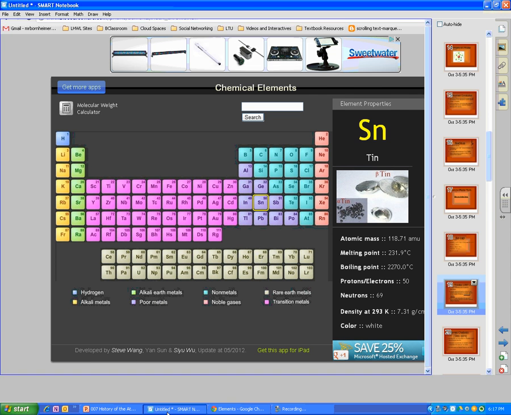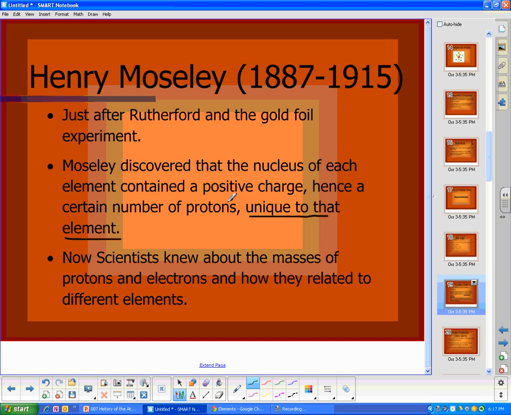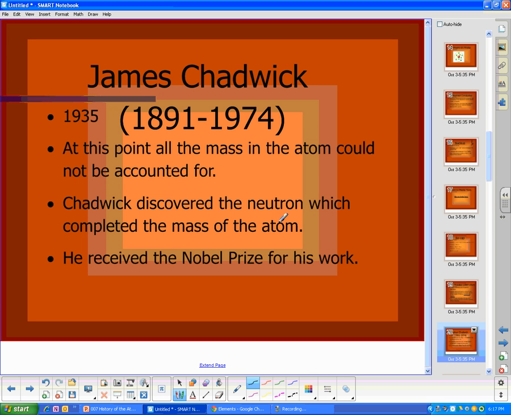Getting back to Henry Mosley, though, he worked with Rutherford and he helped to take Rutherford's ideas a step further. Then there was James Chadwick, and he's going to be the last guy we talk about today. When Rutherford, Mosley, and Thomson were working on the atom, unfortunately, they were not able to account for all the mass in the atom. They knew what the mass of a proton was, they knew what the mass of an electron was, thanks to Thomson and Millikan, but they could not account for all the mass. So where was that stinking mass going?